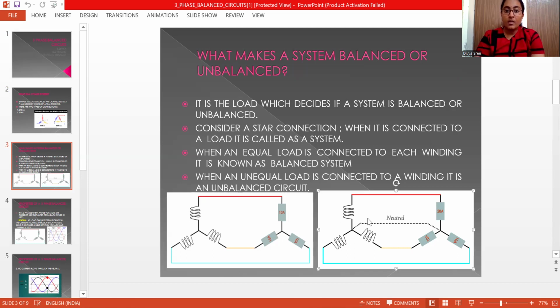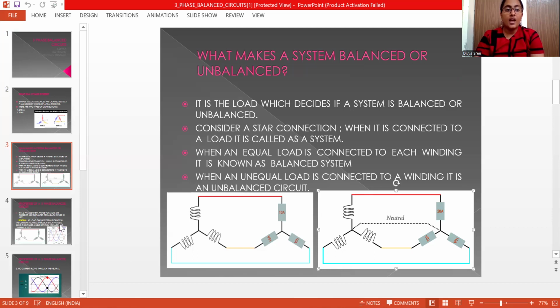Now, in this diagram, when an unequal load is connected to a winding, it is termed an unbalanced circuit. Here we see that one of the windings is connected to a 220 ampere load and the other two windings are connected to 10 ampere loads individually. Due to this, there is an unbalance in the circuit, thus it is termed an unbalanced circuit.